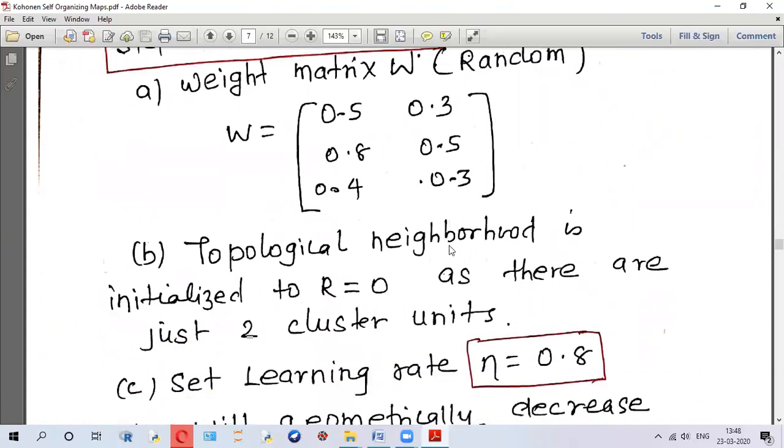Now, the second part in the initialization is defining the topological neighborhood. Over here, since we have only two cluster units, we have initialized the radius to be 0 only. As a matter of fact, it is not going to play any role over here, but we can understand the importance of the radius as well. That's why we have defined the value R. But over here, we are taking the value of R equal to 0.